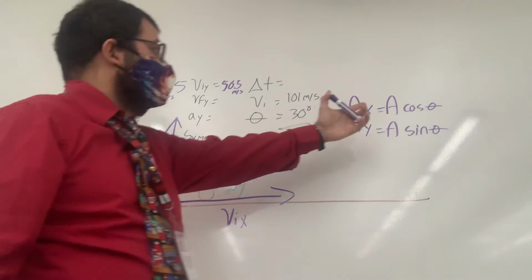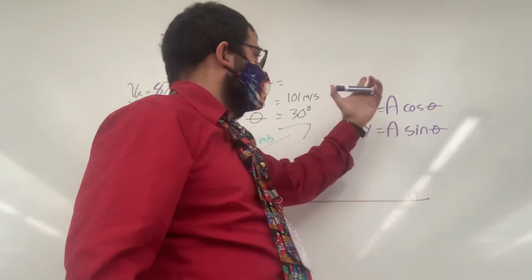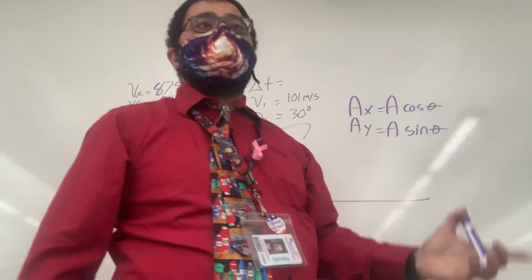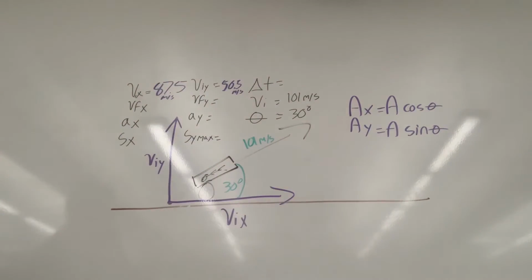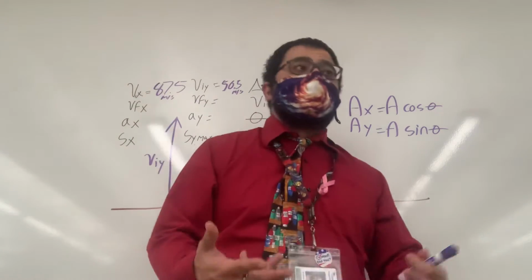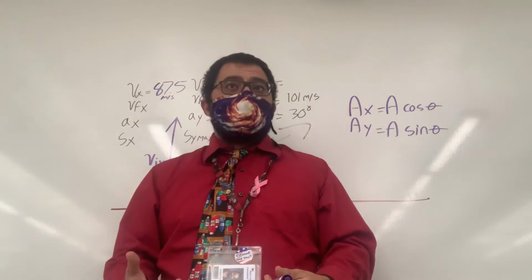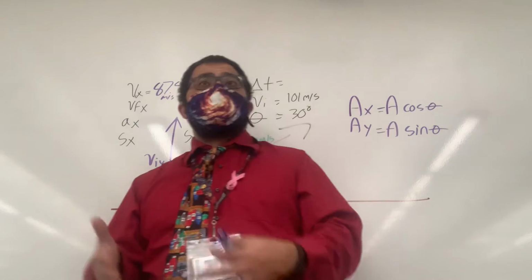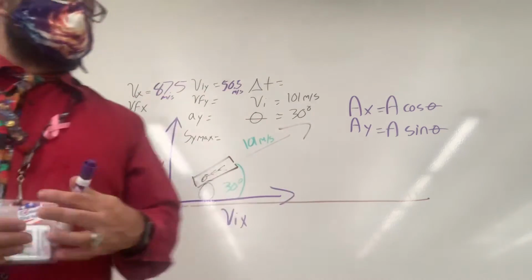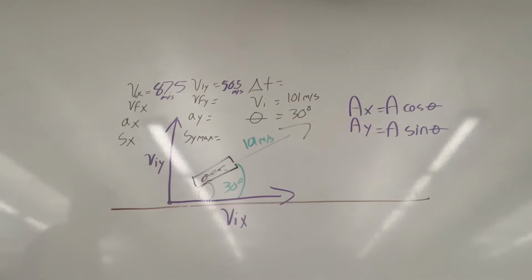So it should have been 101 times the cosine of 30, 101 times the sine of 30, ensuring that your calculator is in degree mode. If your calculator is not in degree mode, you're going to get the wrong answer. Okay? If you're in radians, you're going to get the wrong answer. So ensure that your calculator is in degrees when you do this. Okay? Cool? Yes? All right.